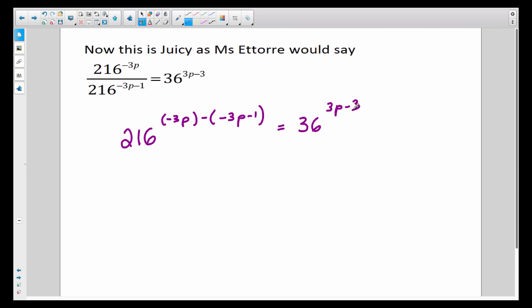Okay, what are we looking at? Negative 3p subtract a negative 3p. Well, that's over. They're gone. Now this is the key right here. Don't forget this negative to that negative. So I'm going to have 216 to the positive 1, which I don't really have to write, but I want to show you. That's equal to 36 to the 3p minus 3.